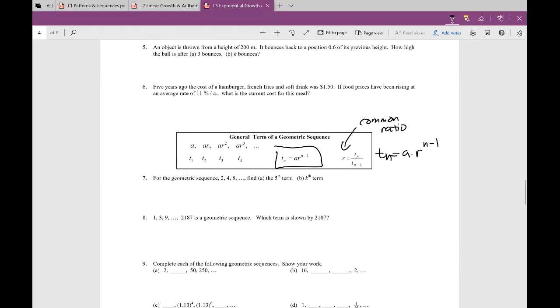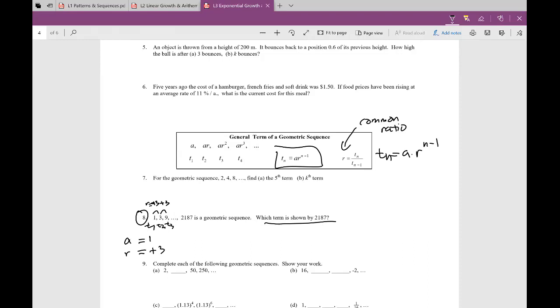So let's just jump to one of the questions here. Let's try question 8. 1, 3, 9, dot dot dot, 2187 is a geometric sequence. Which term is shown by 2187? And again, some of you say, well, can't we just count this out? T1 is 1, T2 is 3, T3 is 9. But a lot of you notice the common ratio is positive 3. So A is the first term, so that's 1. Common ratio is plus 3.